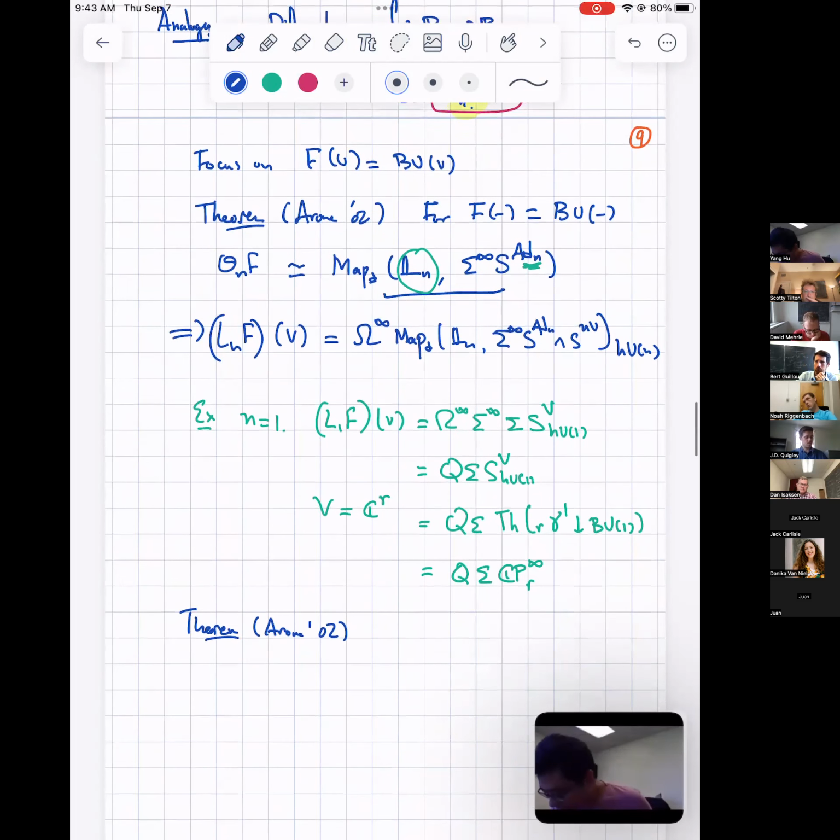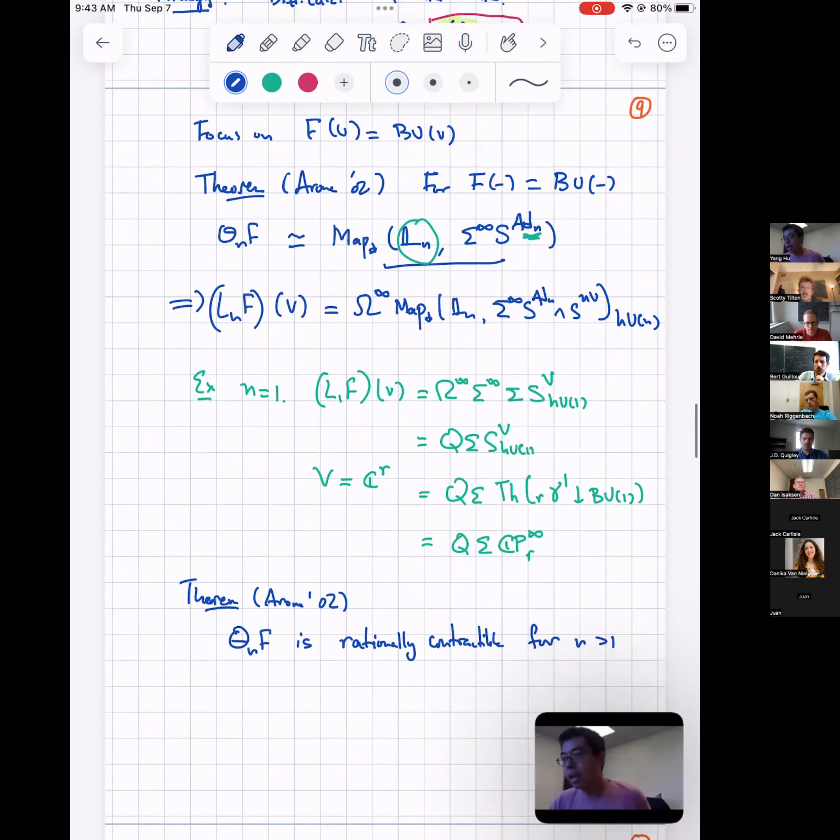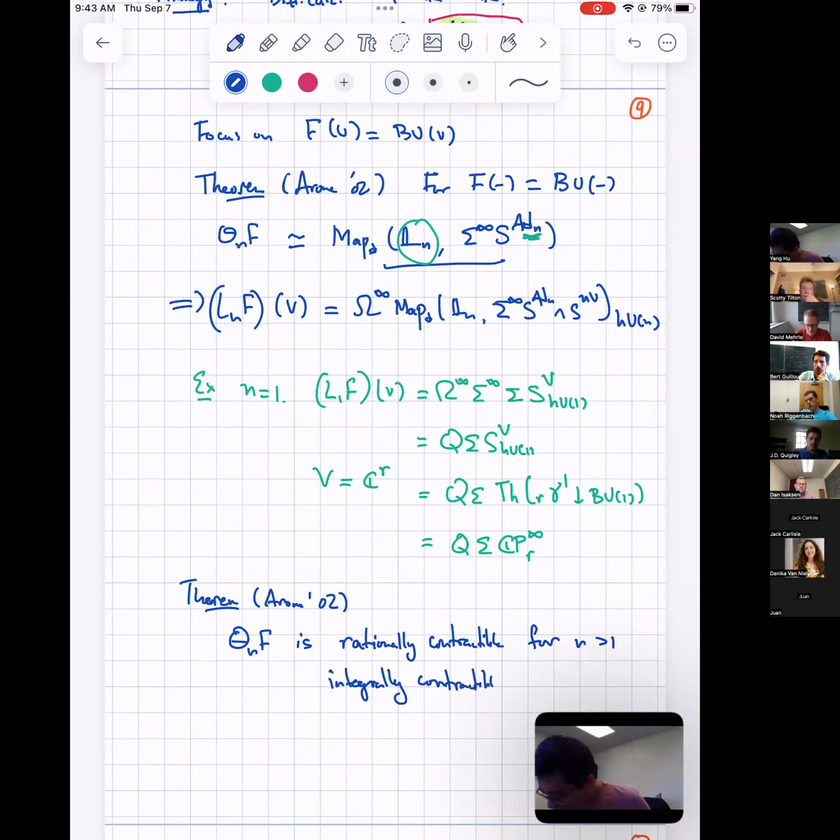And for the higher layers, we also have partial information, again given by Arone. So in general, this nth derivative, we know that it is rationally contractible for all n greater than 1. And integrally, it is contractible unless n is a prime power.